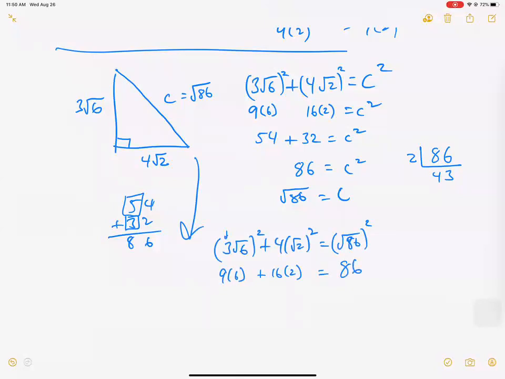Yeah, look at all that work. Let me get a calculator for that. Not needed. I actually like squaring square roots. So 9 times 6 is 54 plus 32. And it literally gave us what we were talking about before. Yay. This is a right triangle. We got it right.